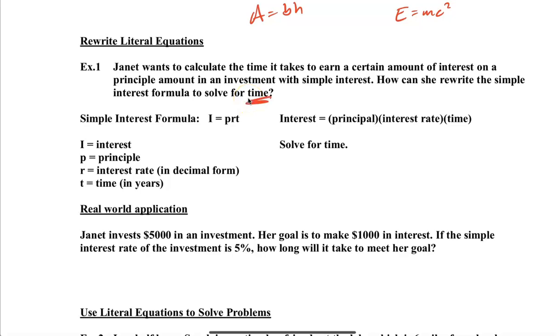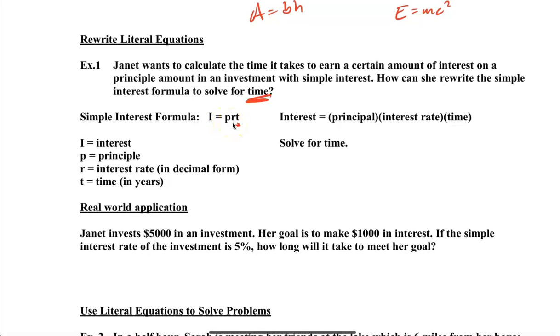What we do here is we basically just treat everything else like a number. The only thing I want here is time. What's going on with time? What are P and R doing to time? Well, the way it's set up, they're multiplying by time. So we're just going to do the opposite. We want to get rid of P and R, and right now they're being multiplied by time. Let's do the opposite. Let's divide both sides by P and R.